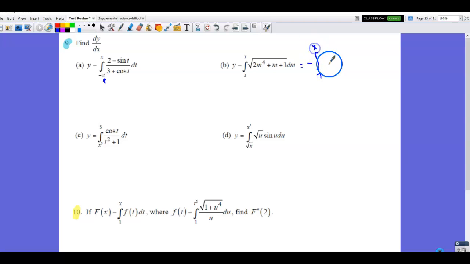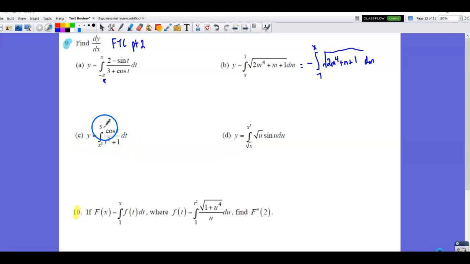7 to x of the square root of 2m to the 4th. So the only thing I'm changing here is I'm reversing my bounds to fit the format of the FTC Part 2. By the way, we're finding the derivative of a definite integral, FTC Part 2.